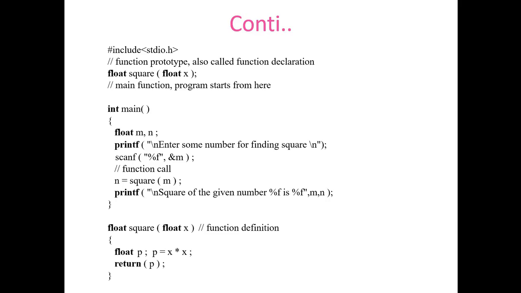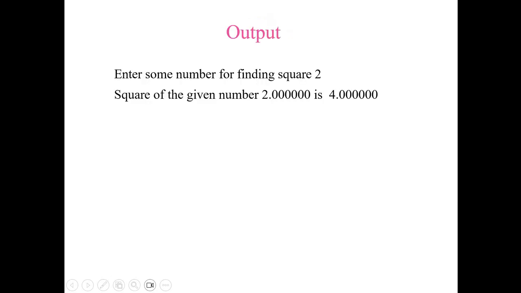This is the example program for the square. The function square takes the value as the input. It multiplies the number by itself and returns the result. The value is passed from the main function to the square function. This program clearly shows how function declaration, call, and definition work together. This is the function declaration line, this is the function calling line, and this is the function definition part. This is the output for the square.